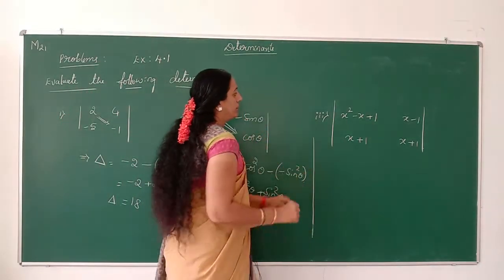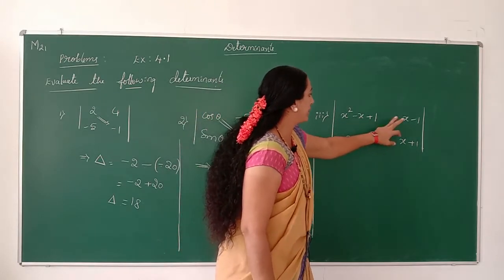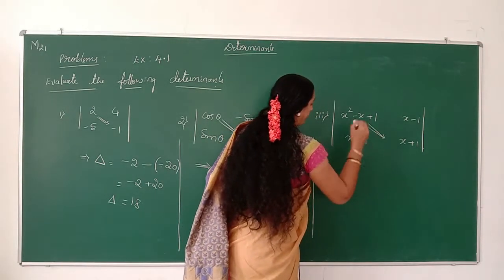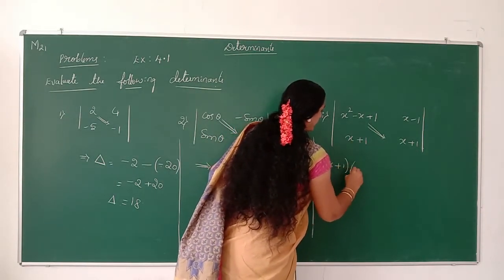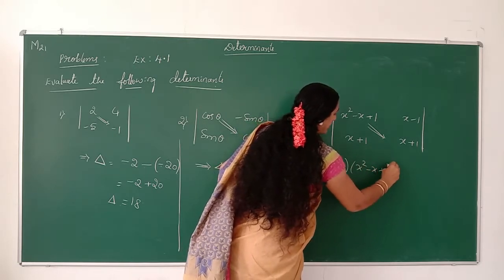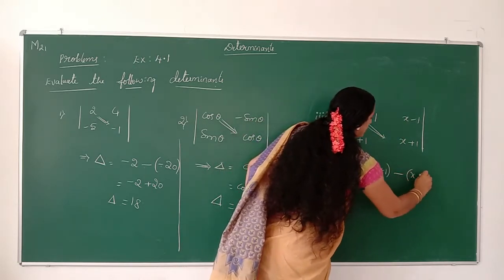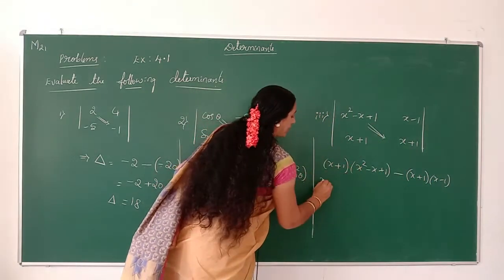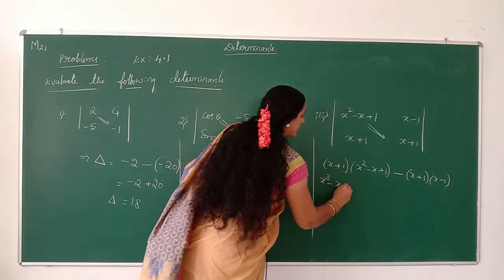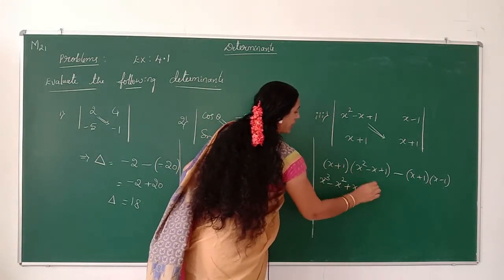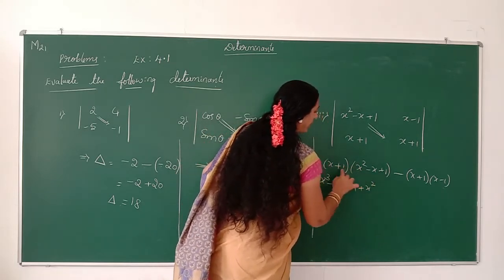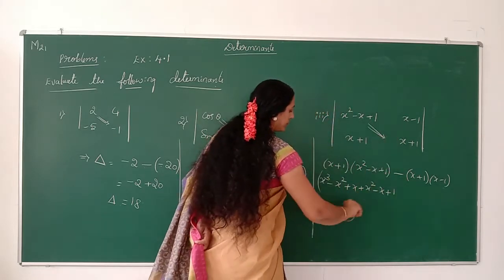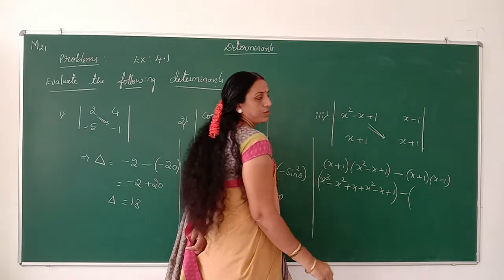Then the third one is x square minus x plus 1, x minus 1, x plus 1, x plus 1. Again it is the product of the left diagonal, x plus 1 into x square minus x plus 1. The right diagonal is x plus 1 into x minus 1. So we distribute. X into x square is x cube. X into minus x is minus x square. X into 1 is x. Plus 1 into x square is x square, 1 into minus x is minus x, plus 1 into 1 is 1.